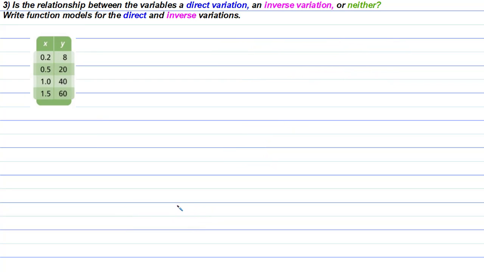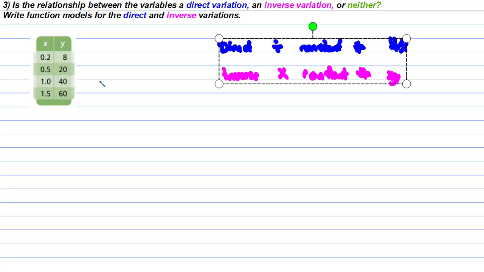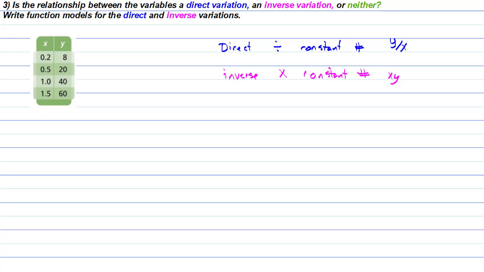Let's do one more. We're again going to start off by looking at whether it is direct or inverse. Inverse again is the easiest one to test, so let's take them and multiply. 0.2 times 8 gives me 1.6. 5/10 times 20 gives me 10. So it is not an inverse.